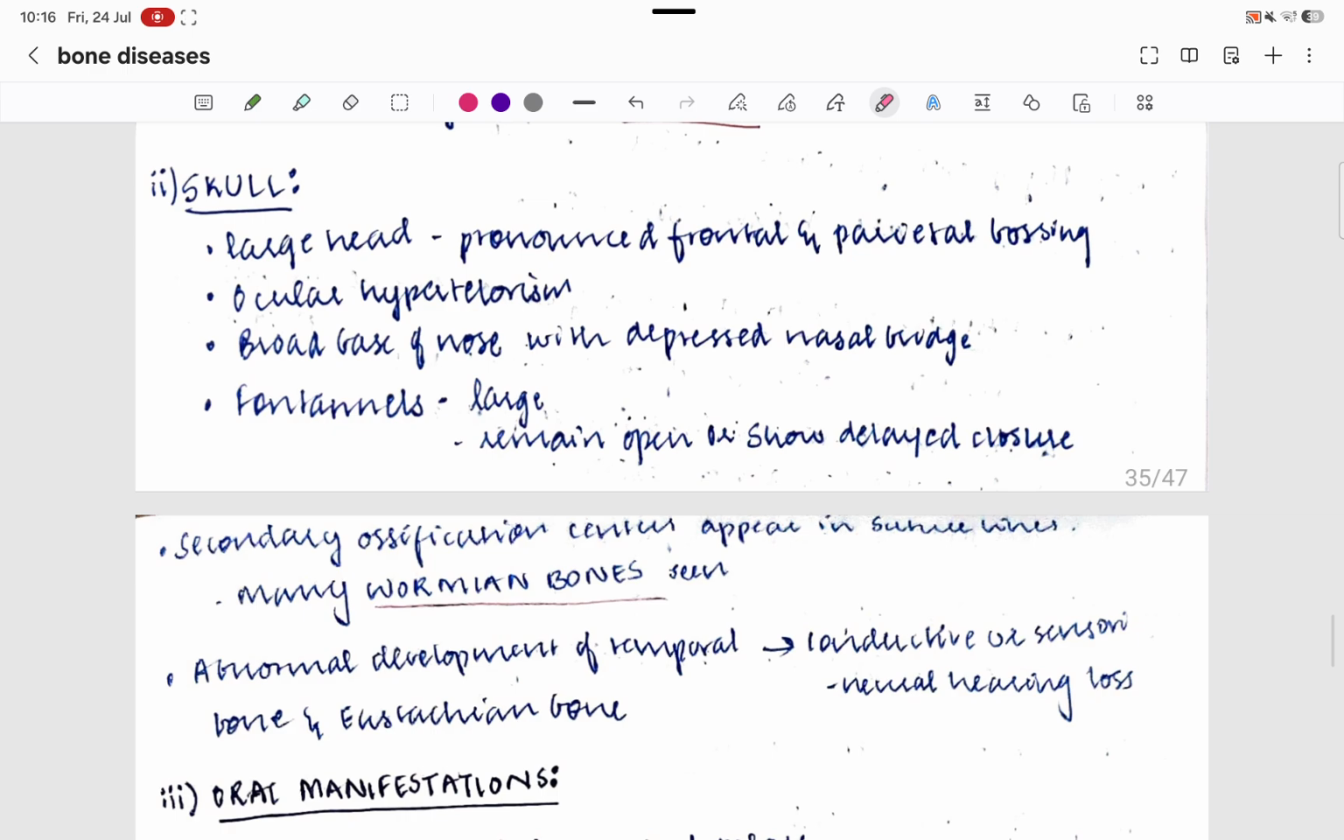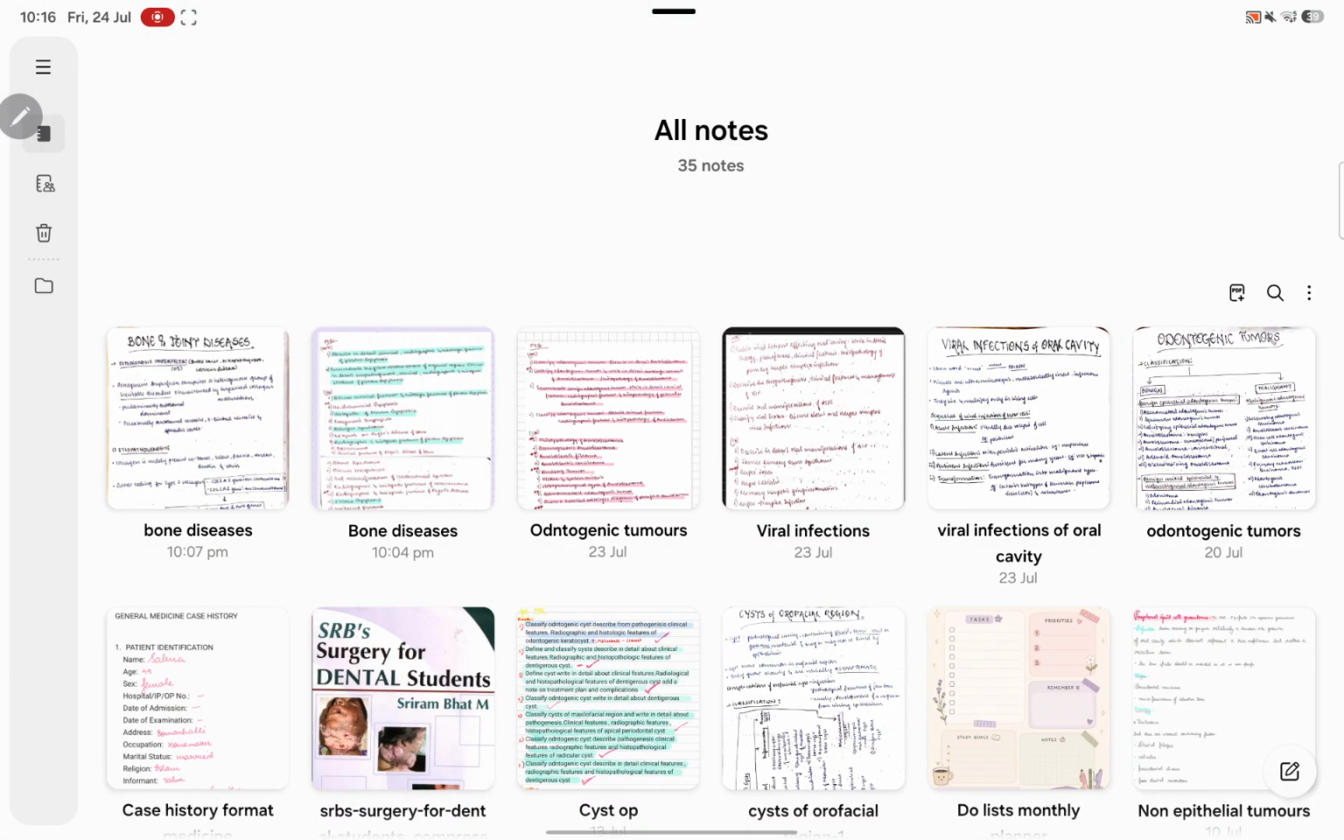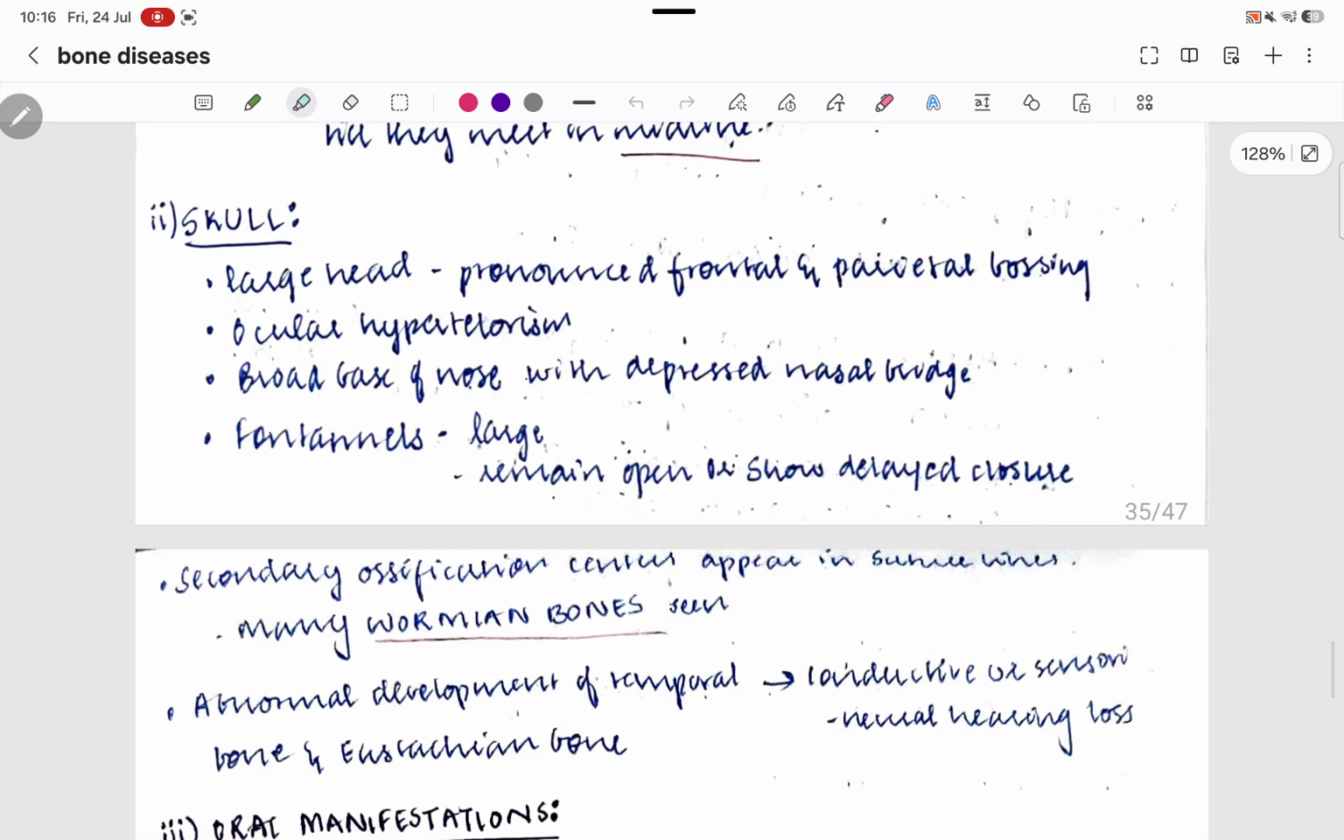Then coming to the skull, there is a large, pronounced head. What is the skull bone looking like? It is large, pronounced, and in the bones of the skull, that is your frontal bone and parietal bone, bossing is seen. So there is a bossulated appearance of the frontal and the parietal bone.